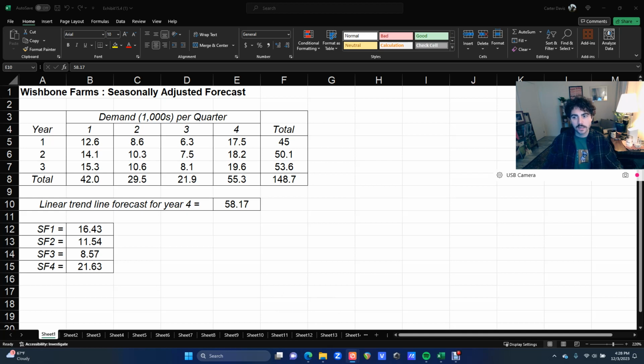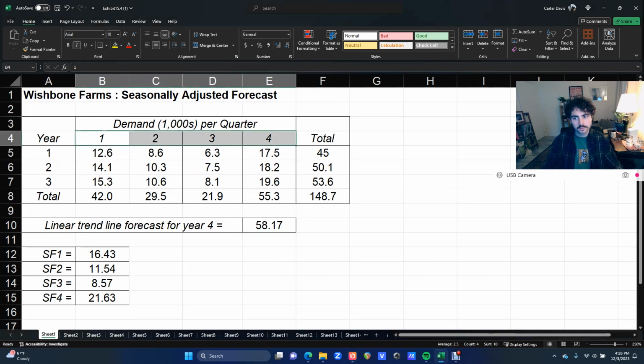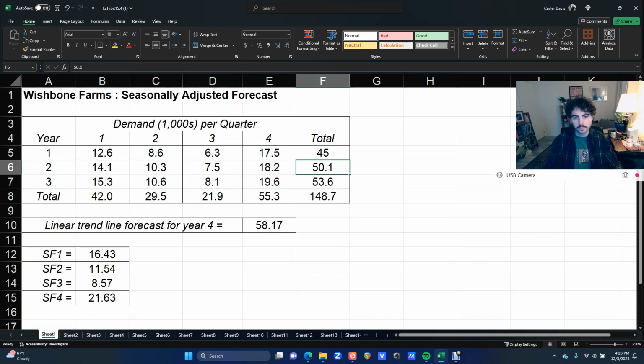Let's get into it. So here, we're given a chart with quarters in different years and the demand in thousands per quarter. The demand per quarter is given in units of 1,000, and we have totals for different years and totals for each quarter in different years. So hopefully the totals make sense. That's nothing crazy. Total for everything.